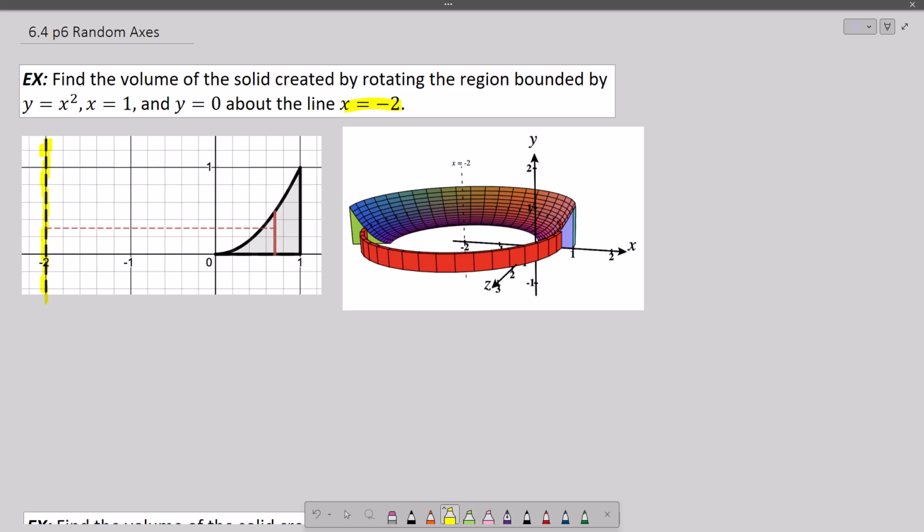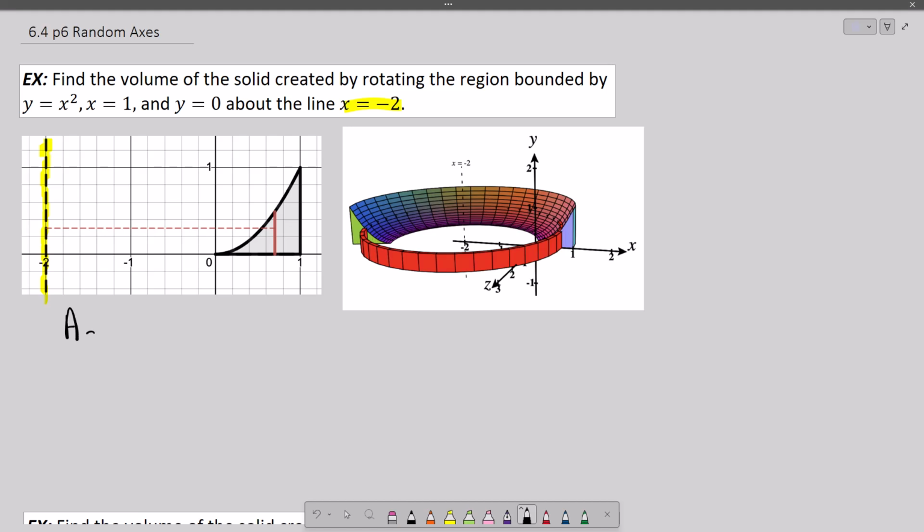Now our shape isn't too crazy. Y equals x squared, x equals 1, y equals 0. And we see that this is both horizontally and vertically simple. So you could use a vertical element and create a cylinder, which is what we're going to do. You could actually use a horizontal element and create washers. You'll get the same answer, of course. So let's go with the cylinder.